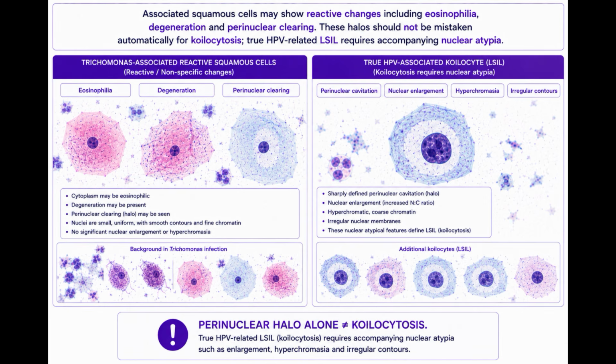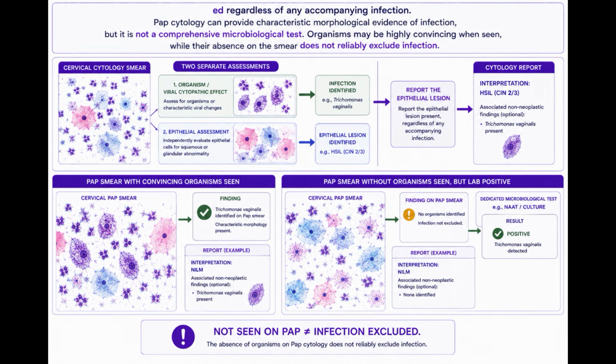These halos should not be mistaken automatically for coilocytosis. True HPV-related koilocytosis requires accompanying nuclear atypia, regardless of any accompanying infection. Pap cytology can provide characteristic morphological evidence of infection, but it is not a comprehensive microbiological test. Organisms may be highly convincing when seen, while their absence on the smear does not reliably exclude infection.